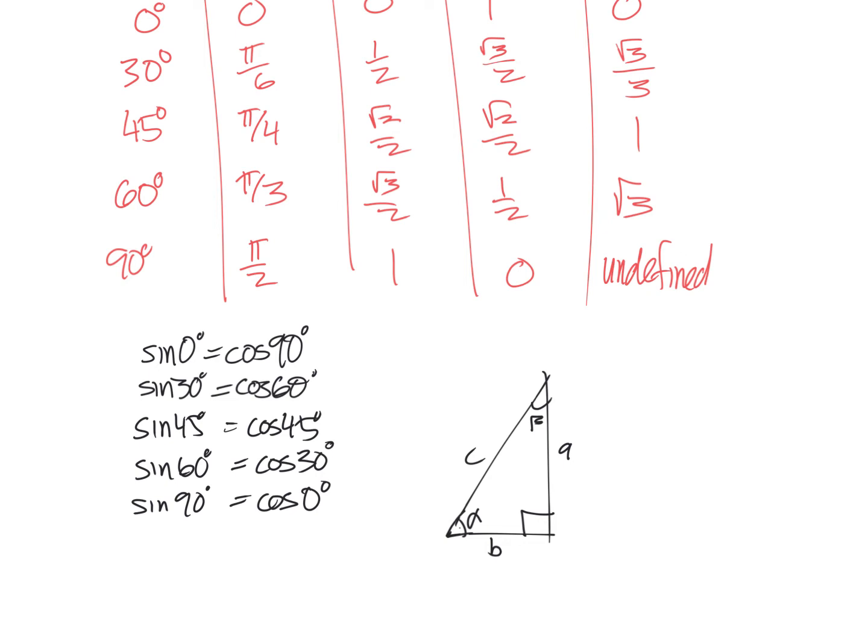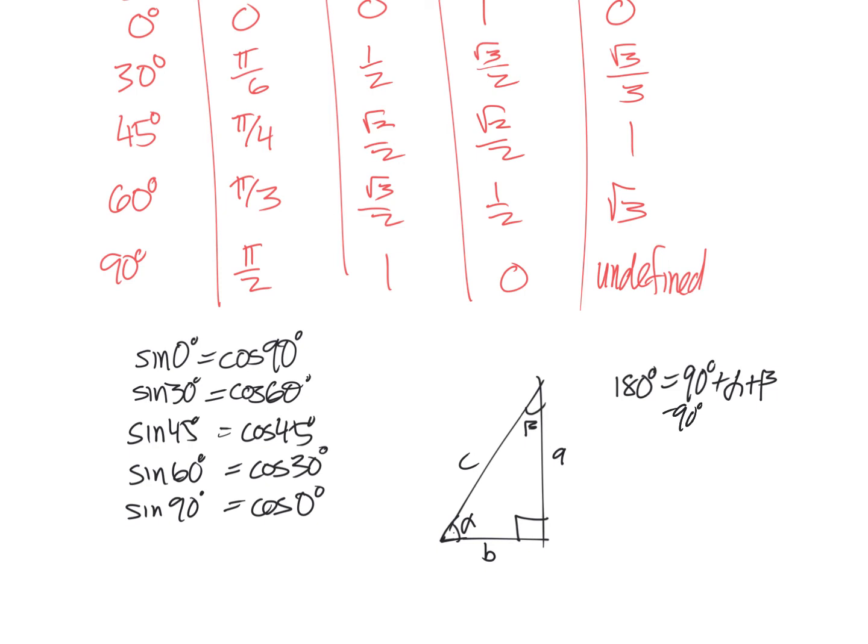So in a triangle, we know that the sum of the three angles is 180 degrees. One of them is already a right angle, so that's 90. Then we also have our alpha and our beta. So if I subtract 90 degrees, we're left with 90 degrees is alpha plus beta. And so alpha and beta are complementary angles.